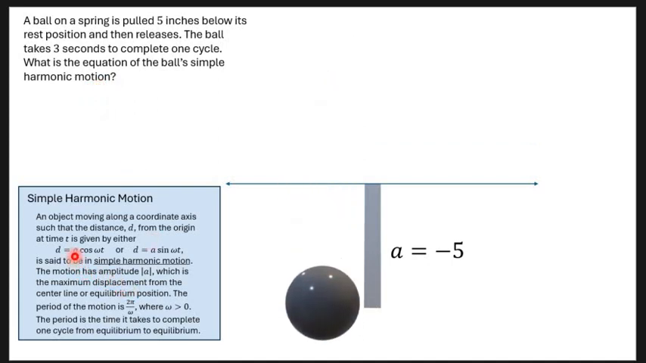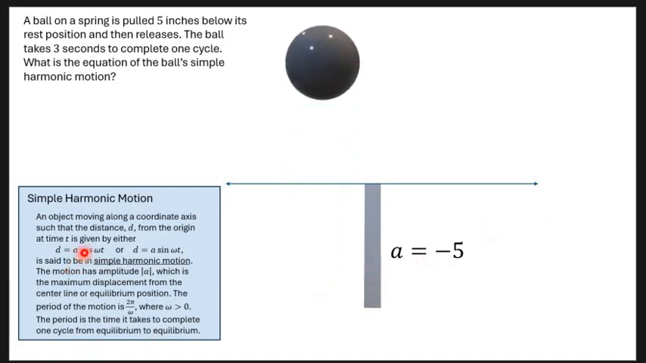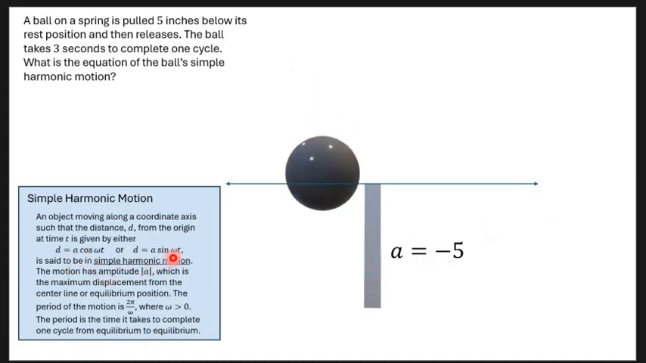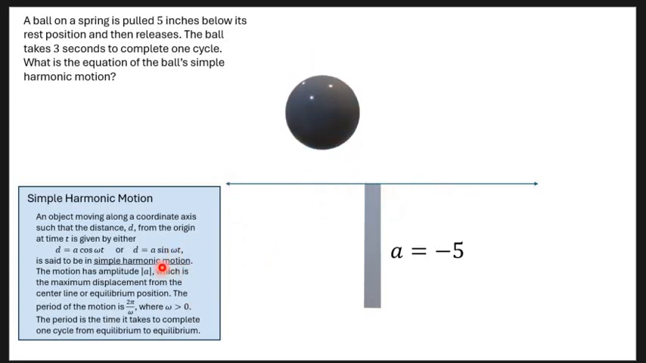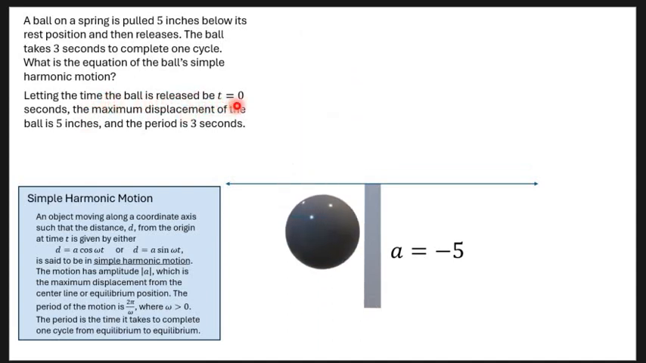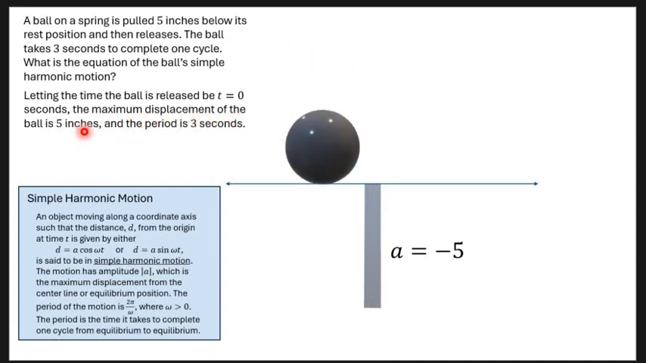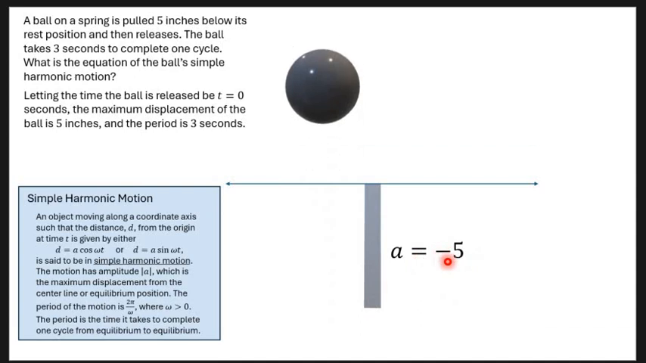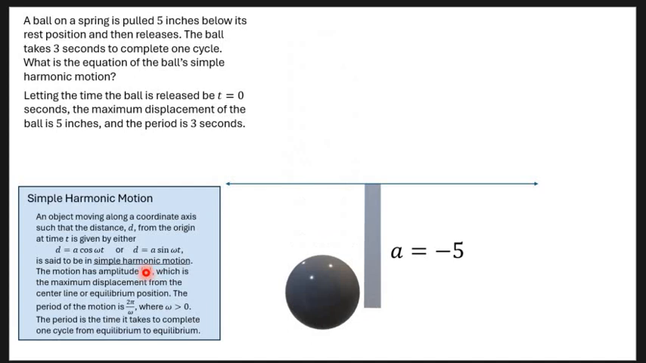Well, we already know the value of a, and because it starts at its negative amplitude, -5, we're going to use the cosine instead of the sine. If the ball had started from its rest position, we would have used the sine instead of the cosine. So here's what we're going to do. If we let the time that the ball is released be t equals 0 seconds, then the maximum displacement of the ball is equal to 5 inches because we have that a is equal to -5, and we know that the maximum displacement is the absolute value of a.